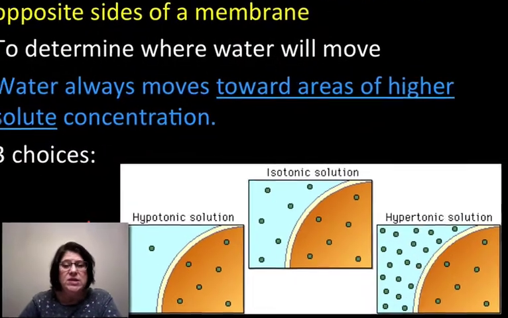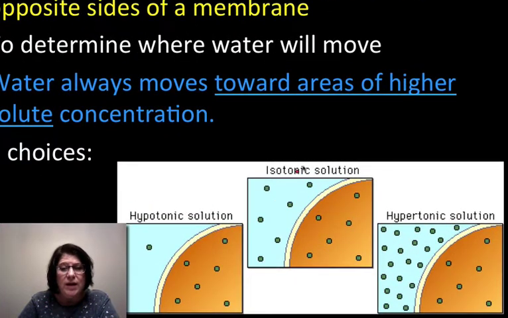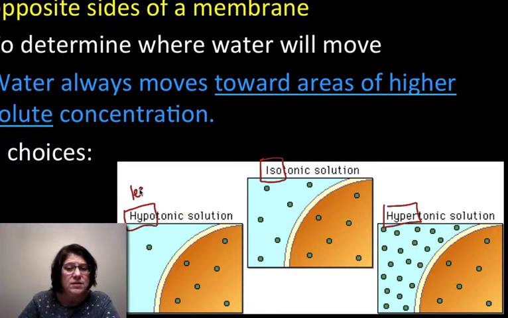So the choices of tonicity are called hypotonic, isotonic, or hypertonic. These all start with a little prefix. And those prefixes help to explain what kind of solution it is that we're looking at. So if something is hypotonic, hypo means less. So hypotonic, there is less dissolved material outside the cell. We're talking about the solution, which is the outside of the cell.